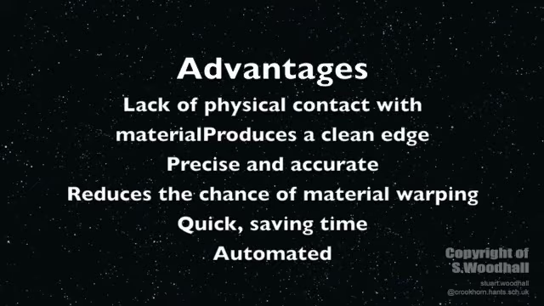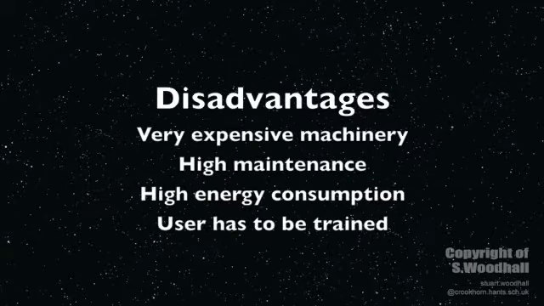is that lack of physical contact with material produces a clean edge, precision and accuracy, reduces the chance of the material warping, is quick and saves time, and is automated. The disadvantage is it's very expensive machinery and high maintenance and high energy consumption. Also, the user needs to be trained on how to use the equipment. The last thing we're going to look at is vinyl cutting.